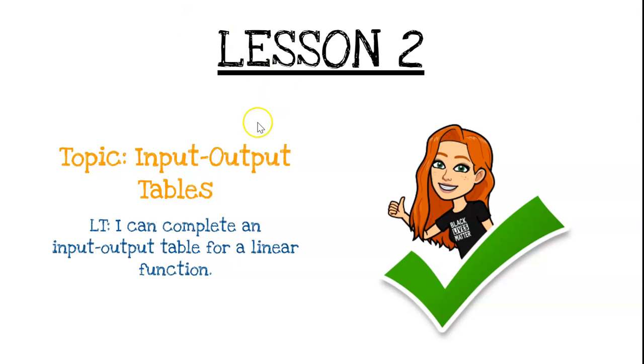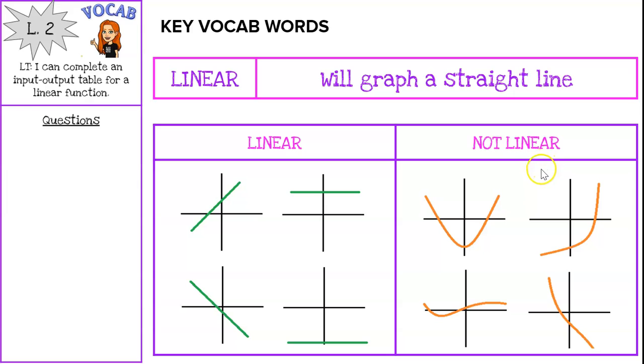Lesson 2, Input-Output Tables. Learning target: I can complete an input-output table for a linear function. Key vocab words. Linear will graph a straight line. So the key word there is straight. You can also think the word linear has the word line in it.